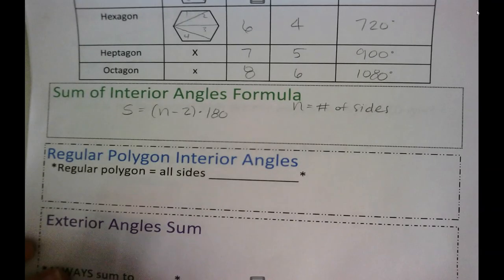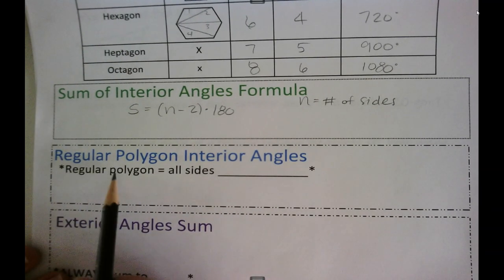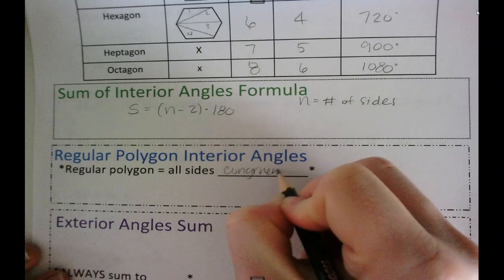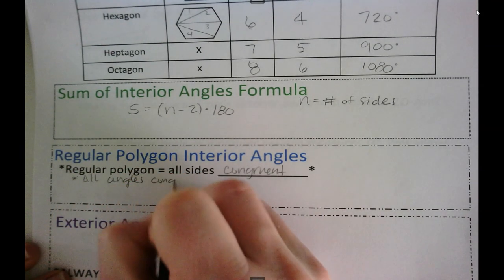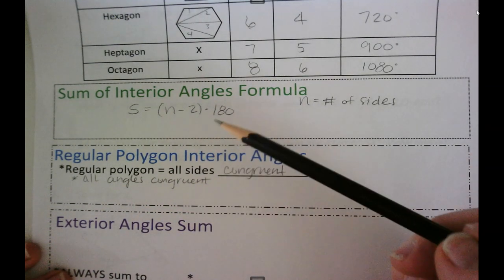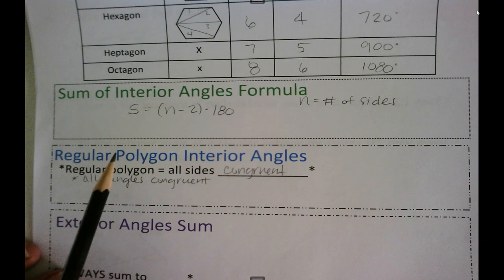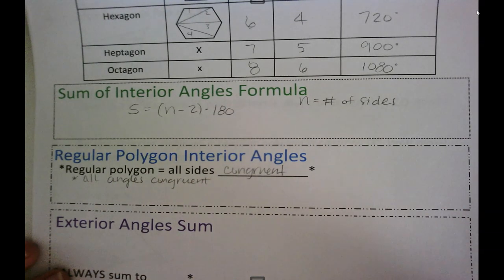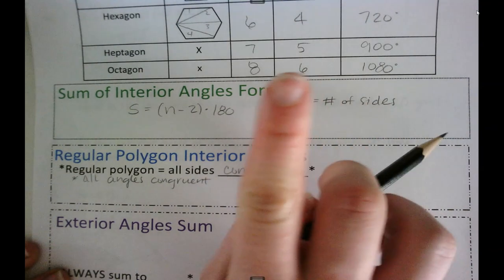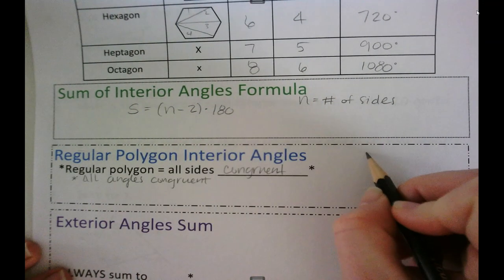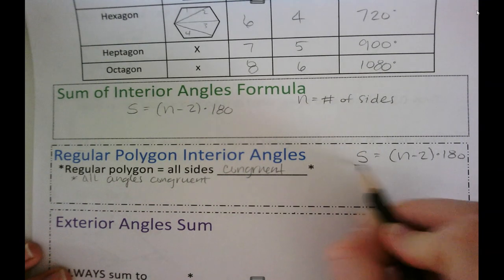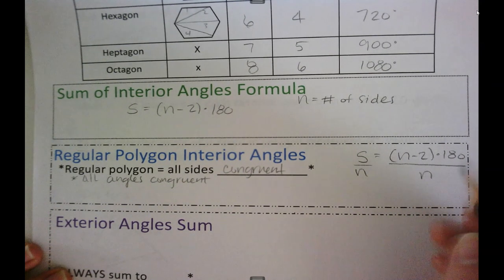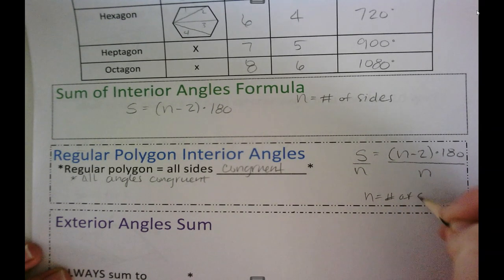All right. Regular polygon interior angles. Just remember that in regular polygons, all sides are congruent, and that means all angles are congruent too. So we can take this formula and divide it by the number of sides to get one interior angle of a regular polygon. If it's an irregular polygon, where we've got a bunch of different side lengths, then we can't use this to know one angle. So this is to determine one angle in a regular polygon. We're going to take n minus 2 times 180, and divide that by the number of sides. So n still equals the number of sides.